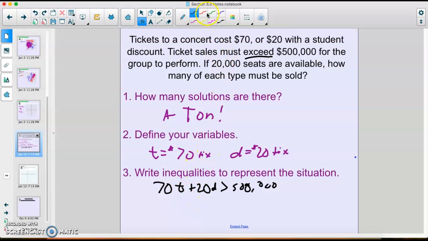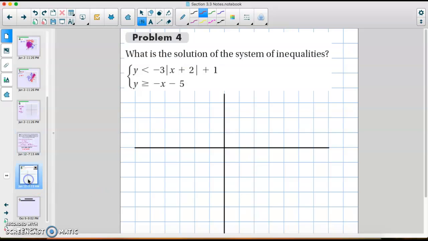Now the other one, we'll make that one in red. There needs to be 20,000. There's 20,000 seats available. Okay, so the number of regular tickets plus the number of discounted tickets has to be less than or equal to 20,000 because there's only 20,000 seats, so you can't have more than 20,000 tickets sold. So it has to be less than or equal to. So we have our two equations.